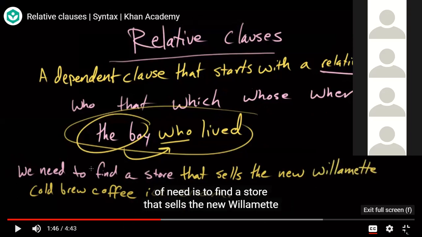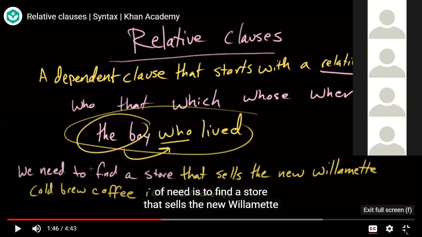See here, we have to find a store. The store is described as what? The store that sells the new cold brew coffee. So we use "that" to describe the store where we want to buy a particular kind of sweets or coffee, okay? For example, in Arabic, when you want to say, I want to buy chocolates from the shop that sells chocolate with strawberries.